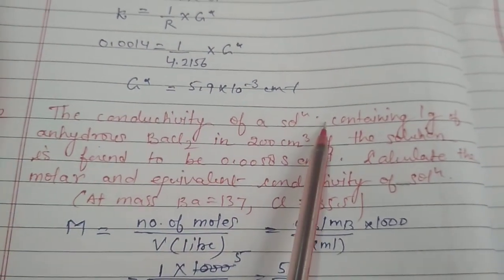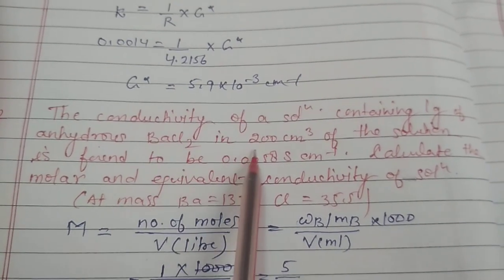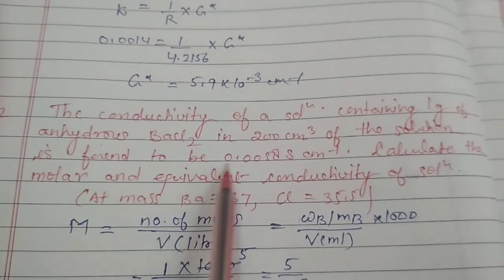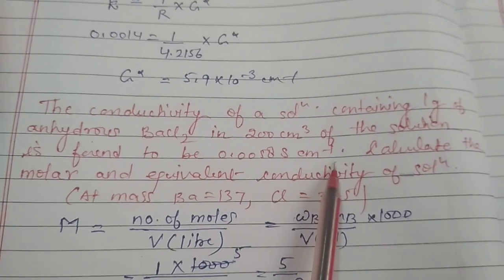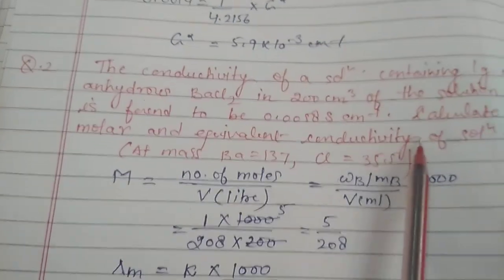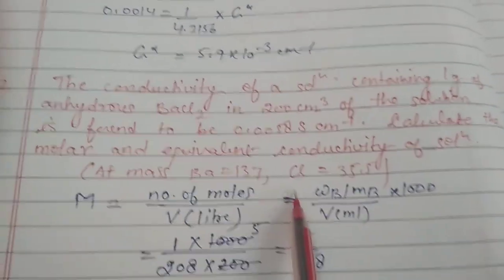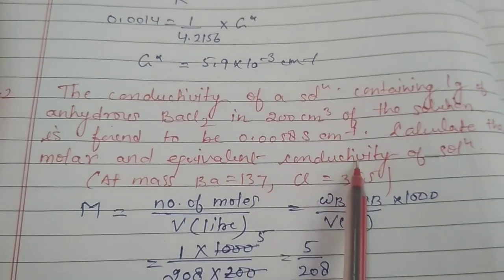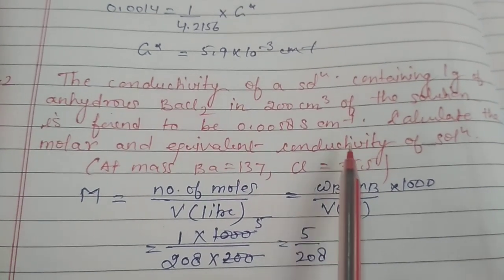The conductivity of a solution containing 1 gram of an anhydrous barium chloride in 200 centimeter cube of the solution is found to be 0.00585 centimeter inverse. Calculate the molar and equivalent conductivity of the solution. So what values are given to us and what we are to find out? We are to find out the molar and equivalent conductivity. It means we are to find out the value of lambda m and lambda e.